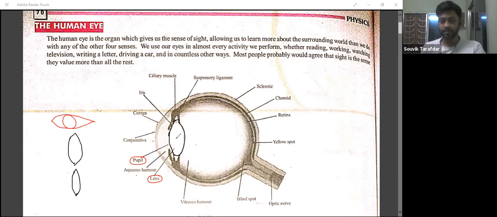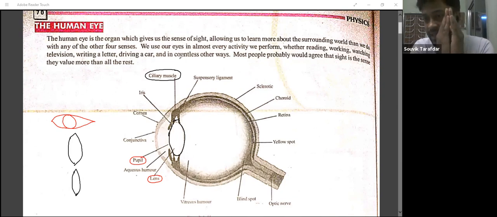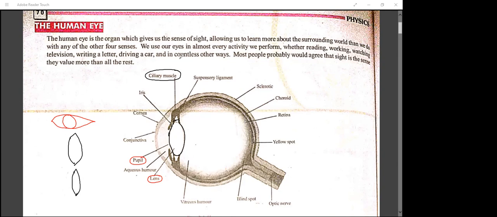So this is our eye lens, which I have already told you about. Now the next thing is the ciliary muscle. As I told you, the eye lens can be bulged or it can become thin, but how? How can it be bulged or thin? Sir, the ciliary muscle helps it.